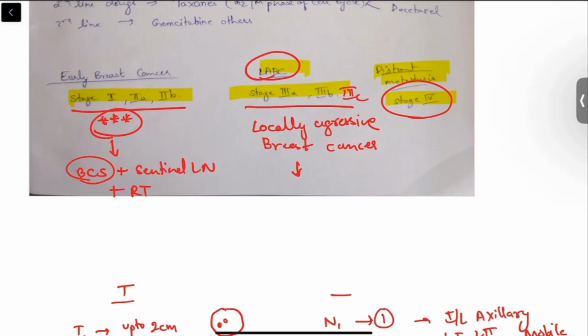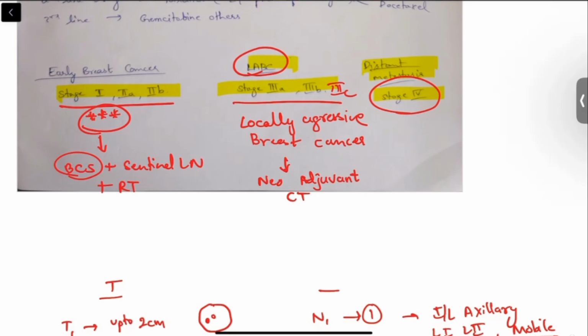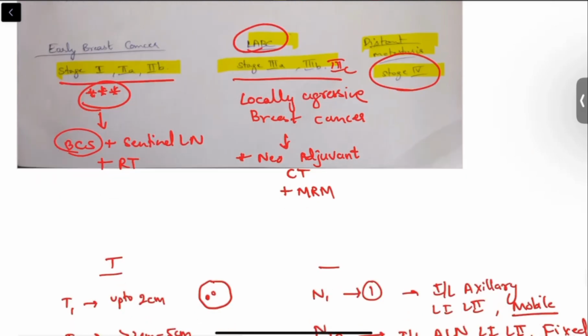For locally aggressive breast cancer, that is 3A, 3B or 3C also, it is neoadjuvant chemotherapy first. That is, before surgery we will have to give neoadjuvant chemotherapy like CAF, CMF, or any therapy, taxanes, whichever is used based on suitable conditions. After giving neoadjuvant chemotherapy, once the tumor size regresses, then we will go for modified radical mastectomy, that is removing the breast tissue as well as level 1, level 2, level 3 group of lymph nodes. After this again we will give radiotherapy.